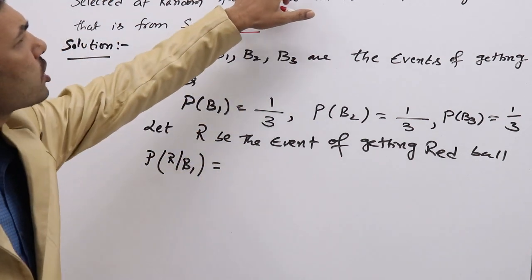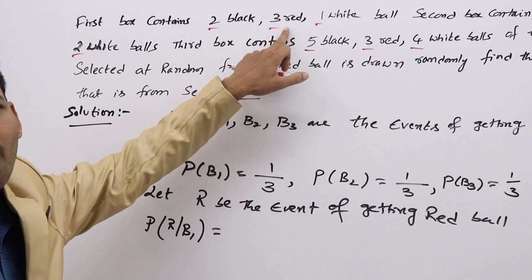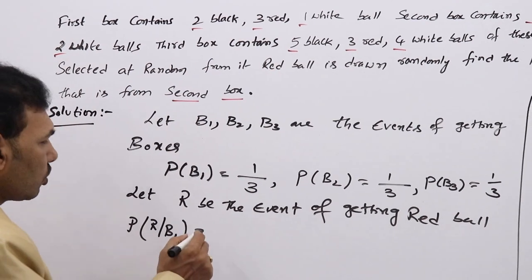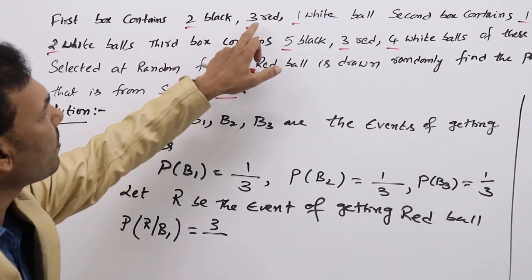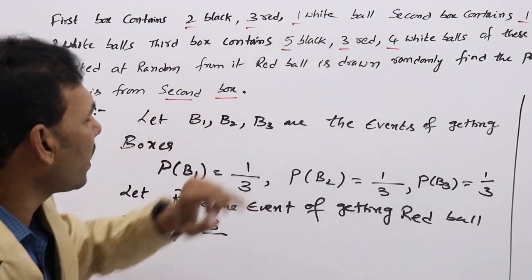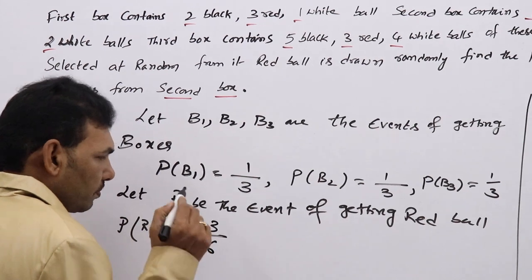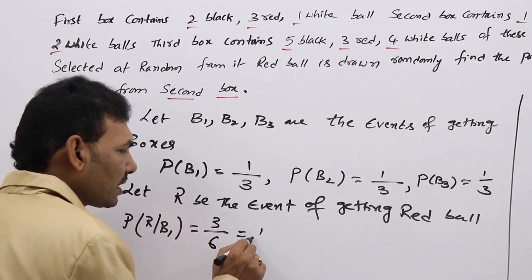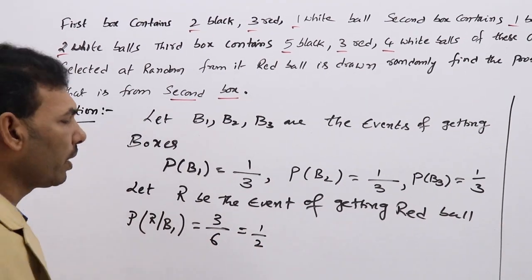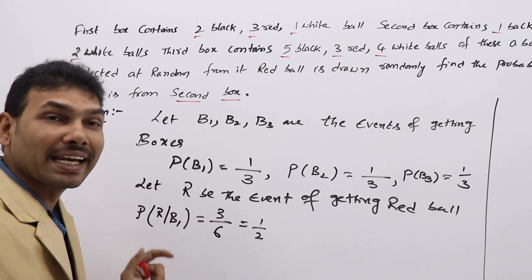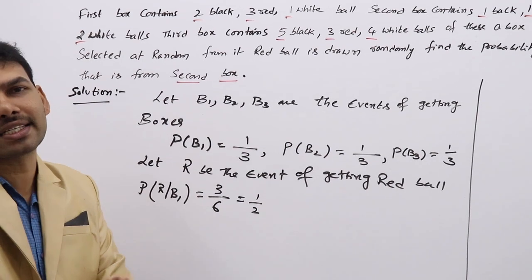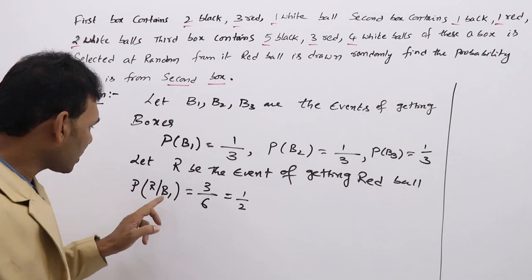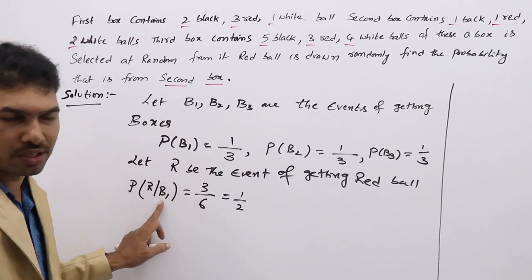How will we get this red ball from box 1? How many red balls do you have in box 1? 3 red balls. So favorable is 3. Total number of balls: 2 plus 3, 5; 5 plus 1, 6. Which can be written as 3 by 6, that is 1 by 2. So probability of getting a red ball from box 1. Here we select the first box, next get a ball. So the first event is selecting the box.